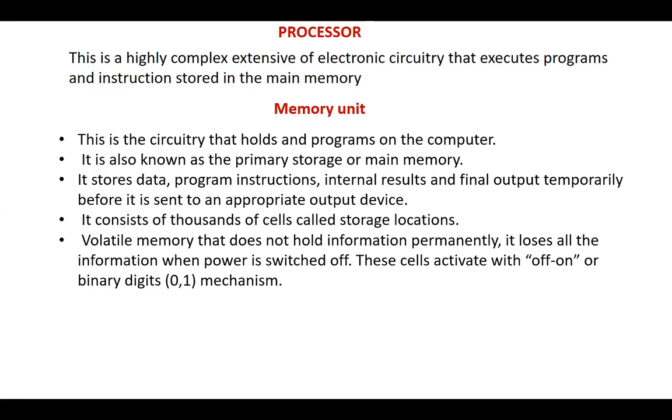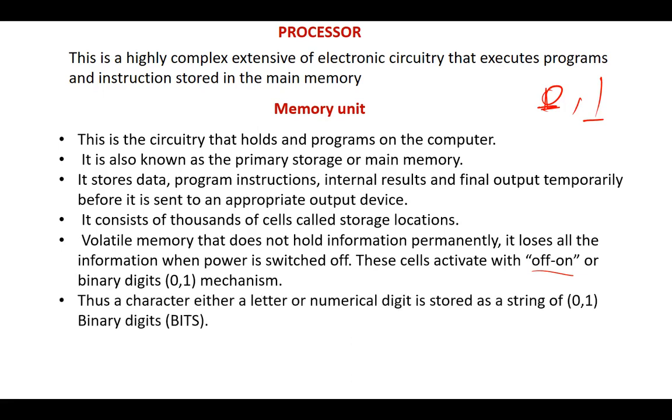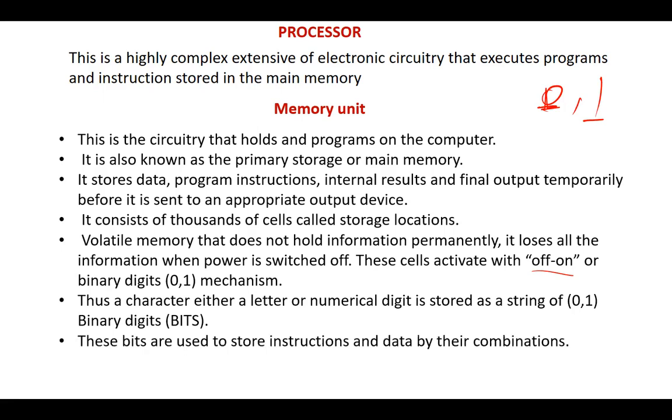So these cells activate with on and off. In computers, when you hear about on and off, the first thing that should come to your mind is 0 and 1. So 0 is off, 1 is on. That's what it means. These are just binary numbers, binary digits. Thus a character, either a letter or numerical digit, is stored as a string of 0 and 1 binary digits. These are called bits.